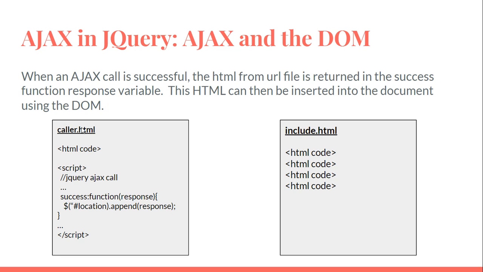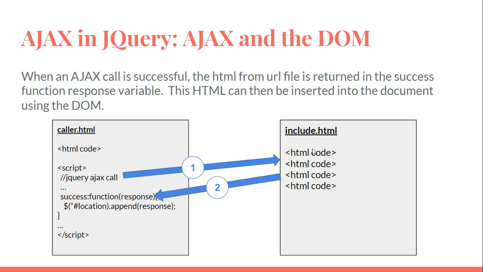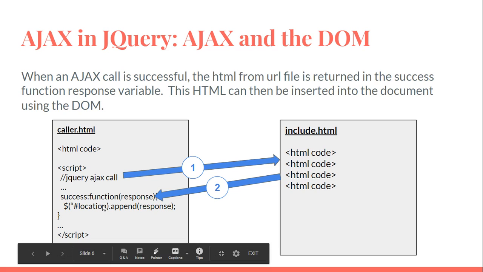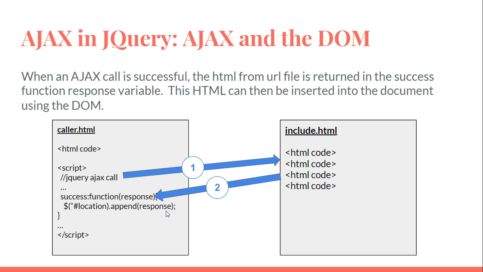So here's what happens. We're on caller.html. We load the page. The first thing that happens is we have our jQuery AJAX call. It goes out to the server and it finds this file, include.html. The server then returns all of the information inside include.html, all of this HTML code, and pushes it into this response variable.